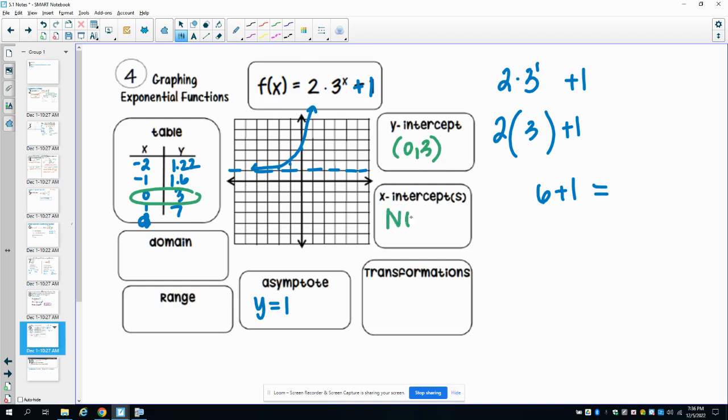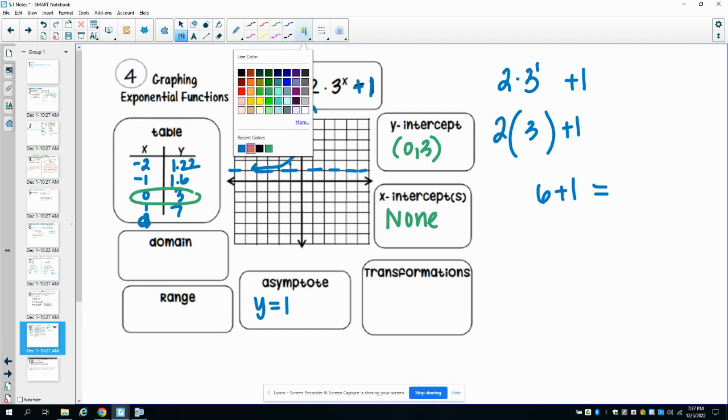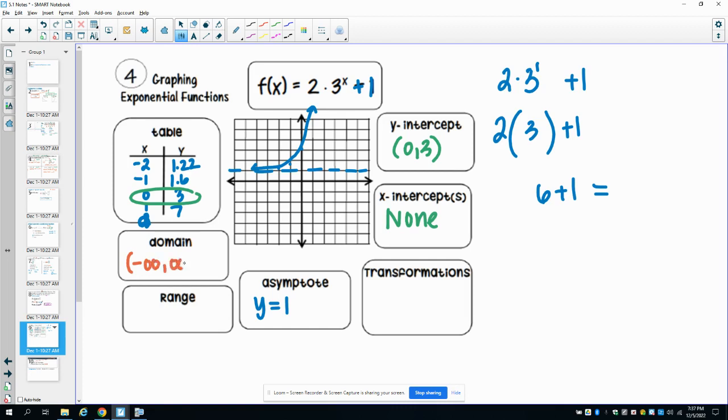There is still no x-intercept because our horizontal asymptote moved up to 1, and we can see it's not going to go below that, and it's not crossing the x-axis. Our domain is still all real numbers. We can plug in negatives, we can plug in positives, but now our range moved up to 1 to infinity.